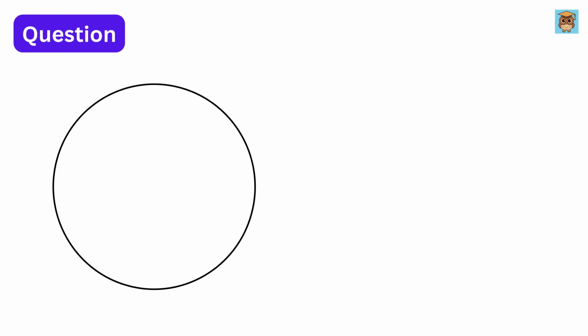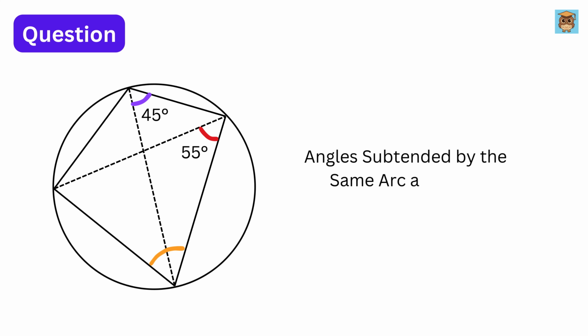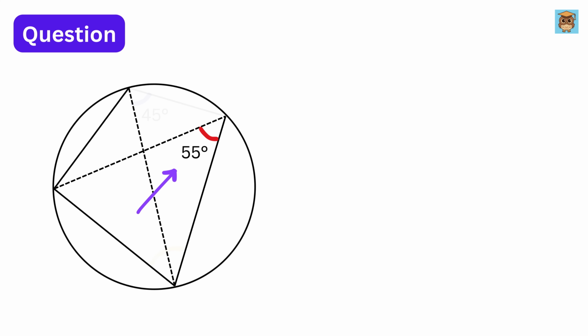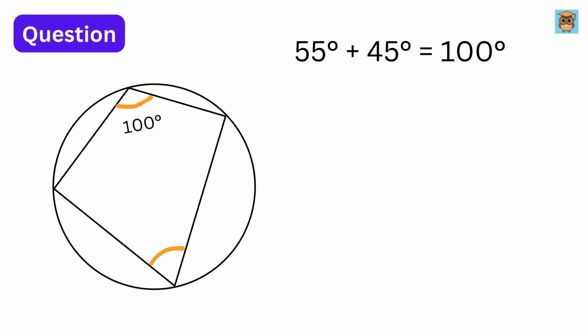Let us end this video with this question. Suppose this is a cyclic quadrilateral in which these are its diagonals. If this angle is 55 degrees and this angle is 45 degrees, then what will be the value of this angle? Okay, using our first theorem, we know that the angles subtended by the same arc are equal. So, if this angle is 55 degrees, then this angle will also be equal to 55 degrees. So, this angle will be equal to 55 plus 45, or 100 degrees.